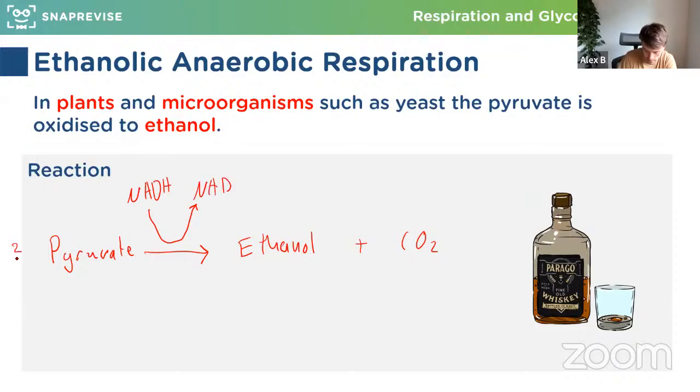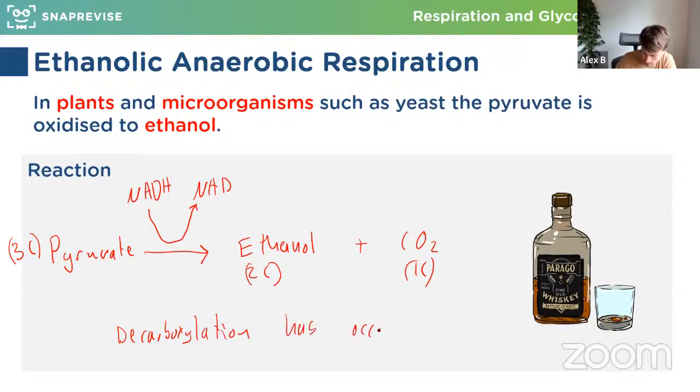So in this case, 3 carbons, 2 carbons, 1 carbon. So in this case, pyruvate is decarboxylated. Because decarboxylation has occurred, this reaction actually isn't reversible. So you can't turn ethanol and CO2 back into pyruvate.